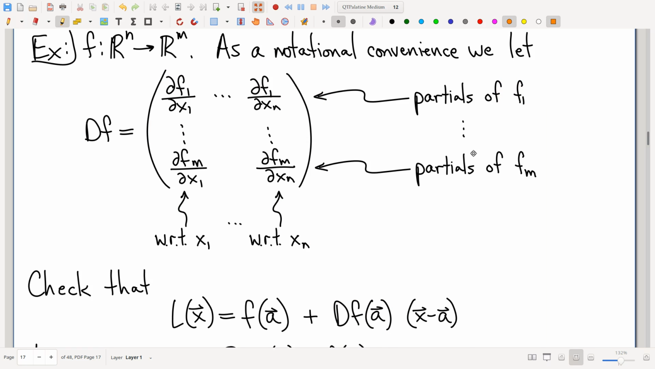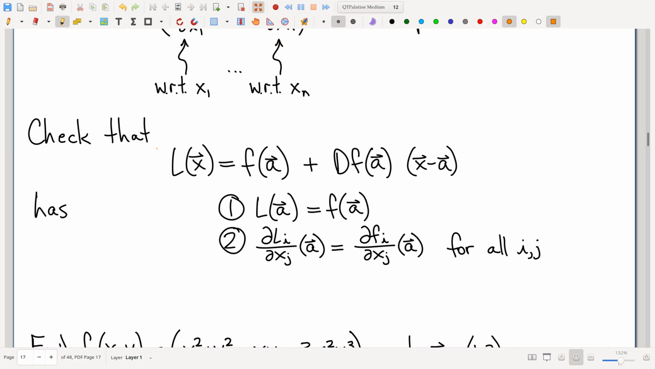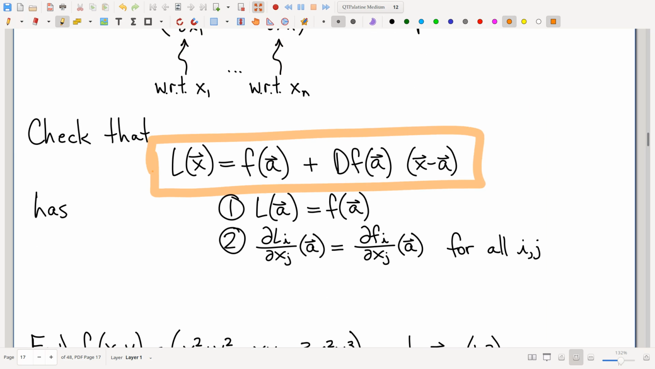Okay, and with that noted, again, here's the formula. This is the linear approximation. Y'all can, and should, check for yourselves that it's got the same value as f at the point A, that it's got all the same partials as f at the point A. And again, this is something y'all can explicitly crank out.